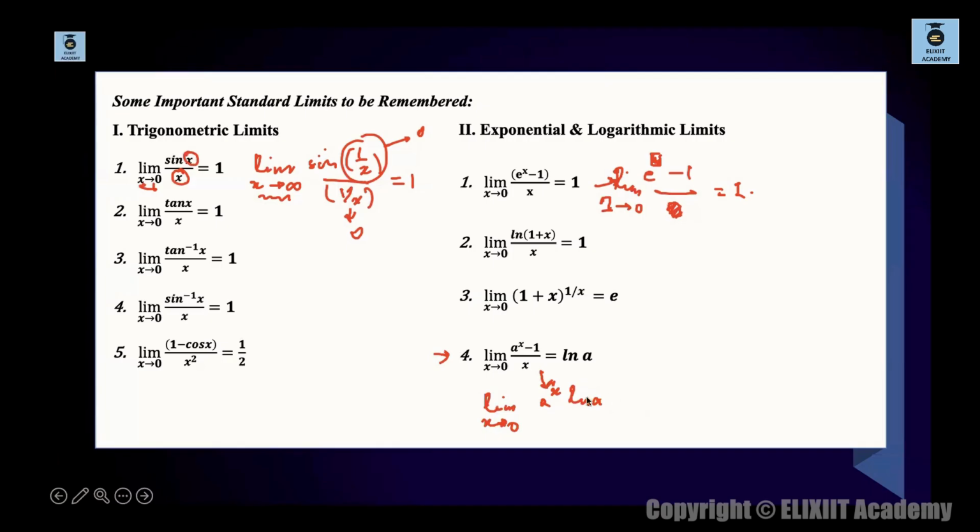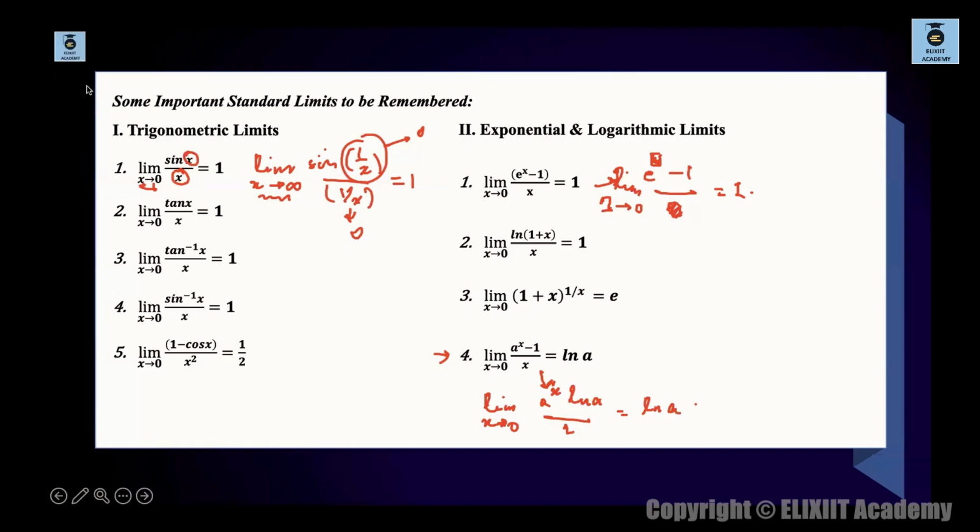This is very important, divided by 1. And then you can plug in the limit. So a raised to the power of 0 is 1 only, and you are left with ln a only. Anyway, you can prove all these limits using L'Hopital's rule. So the thing is, we will be seeing the direct applications of all these limits.